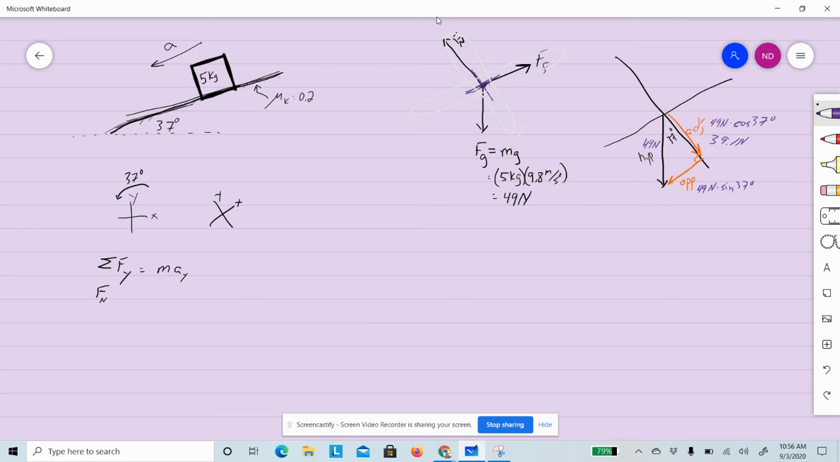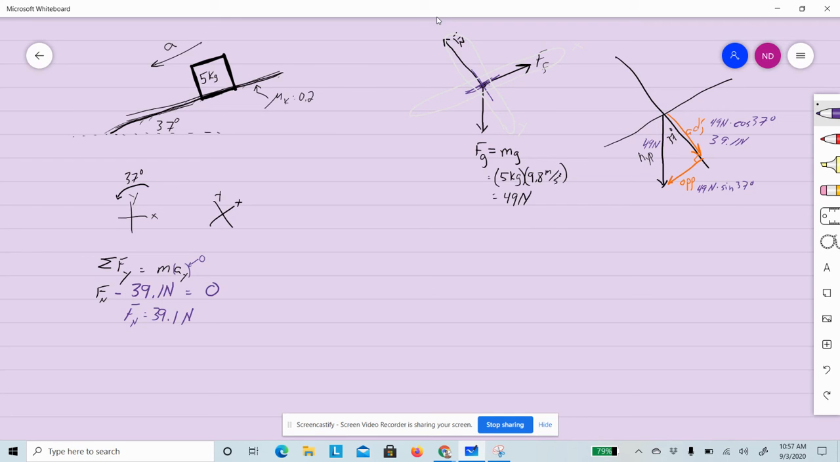So we come back here: the sum of forces in y, the normal force minus 39.1 newtons equals 0, because it's not accelerating in the y direction. That tells us the normal force is 39.1 newtons. So now we know the normal force. That's very useful, because you need the normal force to calculate the force of friction.